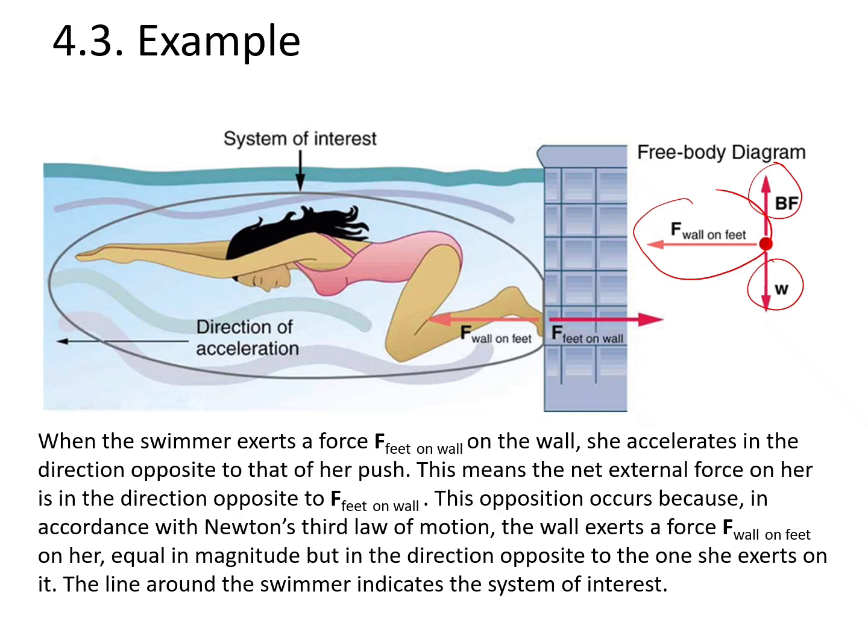And these two forces are the Newton's third law action-reaction pair, and these forces are acting on two different objects. So the F wall on feet is acting on the swimmer, F feet on wall is acting on the wall. So when you draw the free body diagram for the swimmer, this force F wall on feet is there, but F feet on wall does not belong to this free body diagram, and we don't draw it there.